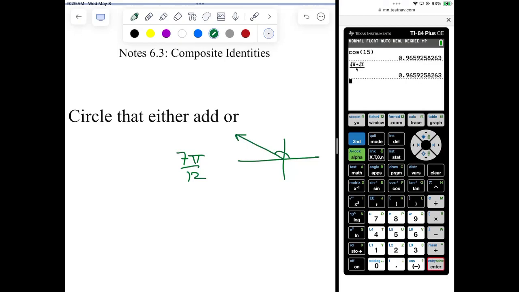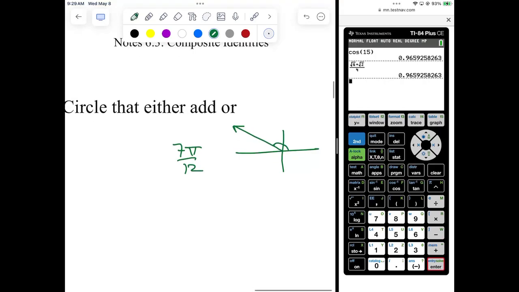Now, 7 pi twelfths is not one that we memorized, is it? But because it's a multiple of pi twelfths, which is 15 degrees, we're going to be able to find two angles that add or subtract to give it to us. So how can we find those two angles? No, because 7 is less than 12, so it's less than pi. This is 12 pi twelfths. Remember, this is pi? So this is 7 pi twelfths.